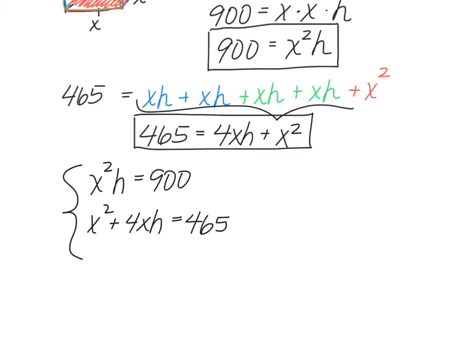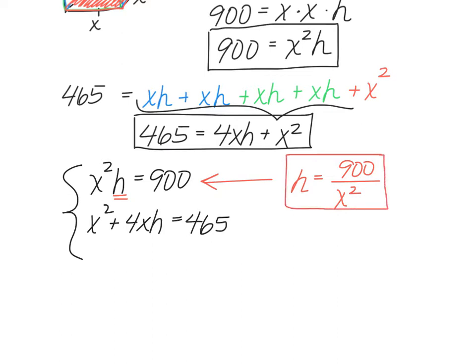So we're going to either use substitution or elimination. And in this case, substitution is going to be easiest because we are going to be able to solve for h in my top equation. And I'm going to divide both sides by x squared. So we're solving for h by dividing by x squared. So h is equal to 900 divided by x squared.